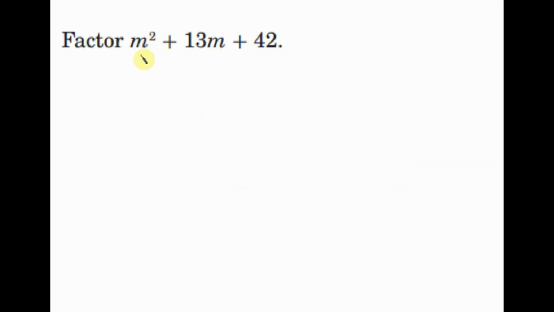So I'm trying to think, what two numbers do you need to multiply to get the m squared? In this case, if I had m and m, m times m is m squared. Now think about two numbers. When you multiply, you get 42. I could come up with the combinations. So let's say you're going to get 42 by multiplying.